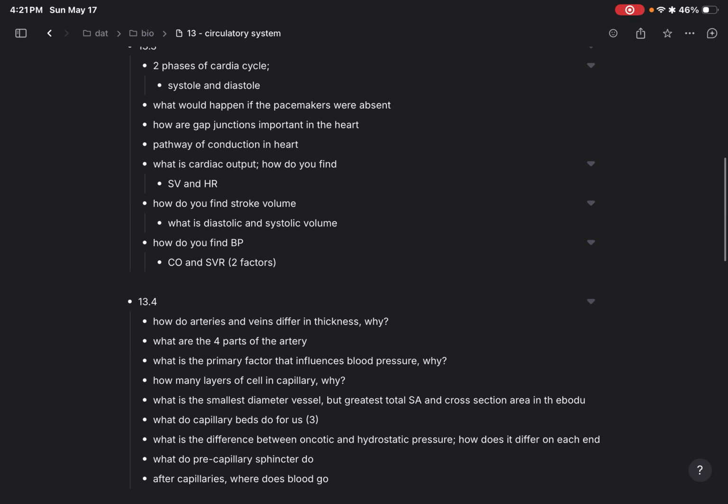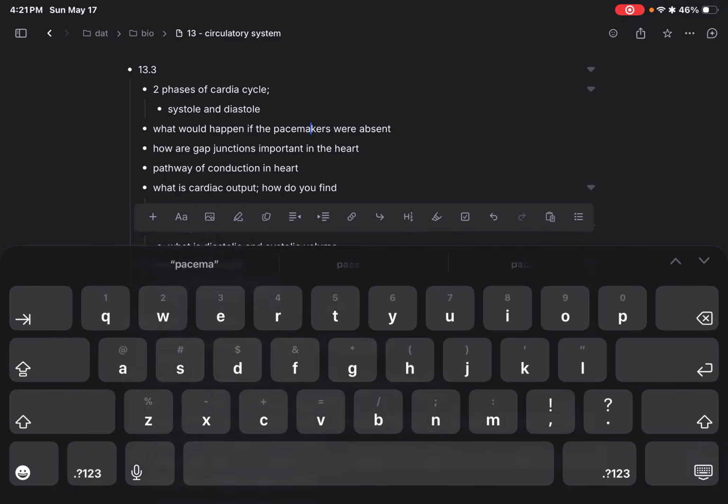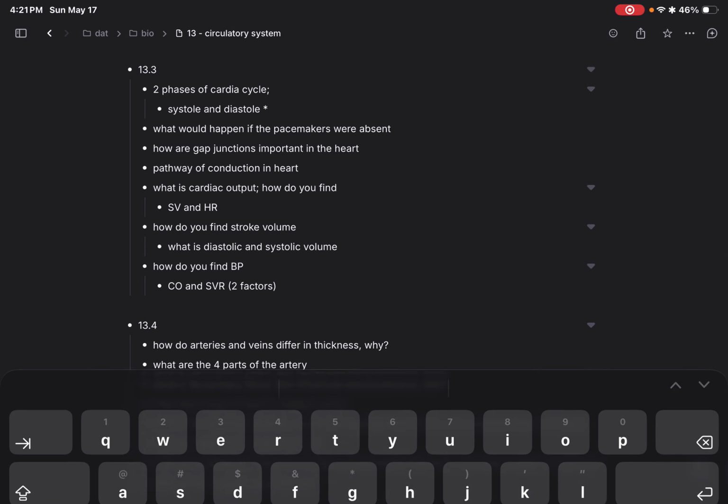This is kind of all the veins combined into one big group, closer to the heart. So, 2 phases of the cardiac cycle: systole and diastole. So I just put that there. Systole is when, like, depolarization, I think it is. Okay, systole is contraction. Diastole is relaxation.